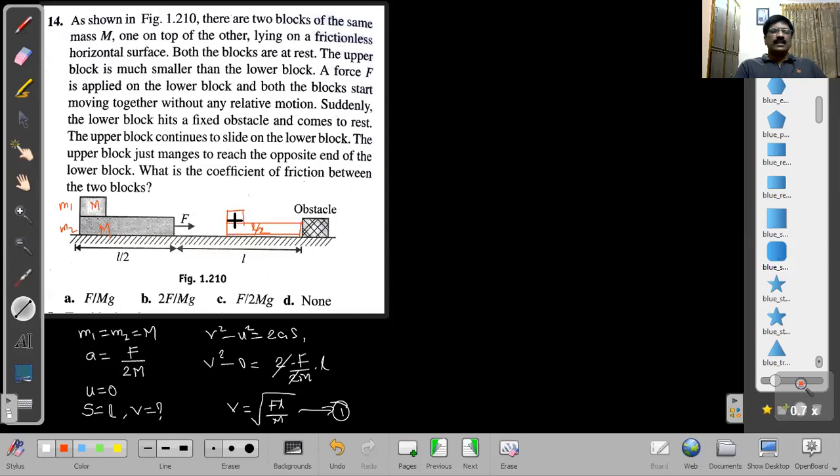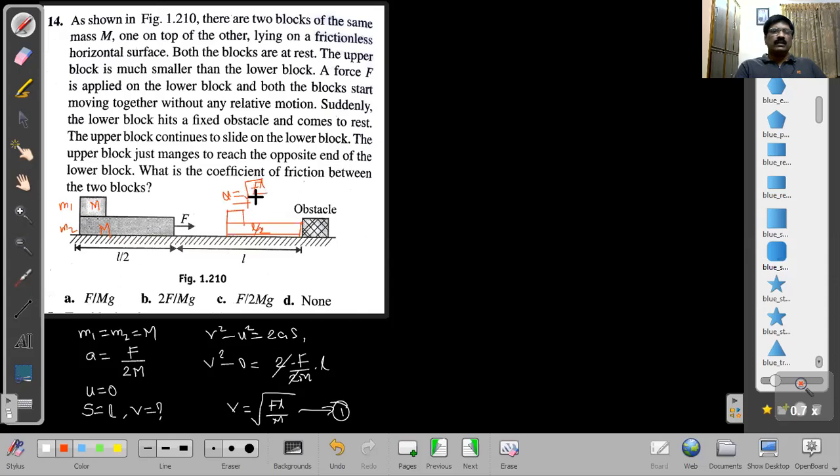The upper block is here only, but before the lower block makes collision with this obstacle, the lower block is having velocity V equal to this one. That's why the upper block is also having the same velocity. That's why at the instant whenever the lower block makes collision with the obstacle, at that time the velocity of the upper block U is equal to this V only, that is equal to root FL by M.